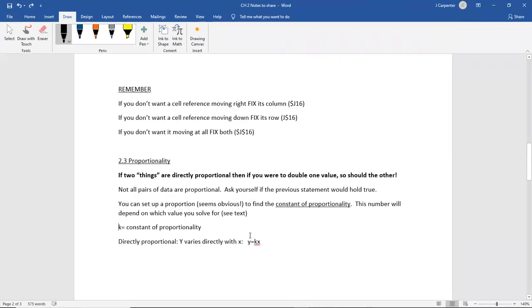So when we talk about the constant of proportionality, the thing that says, all right, for every one of this thing, there's that many of the other thing, that's what we call K.